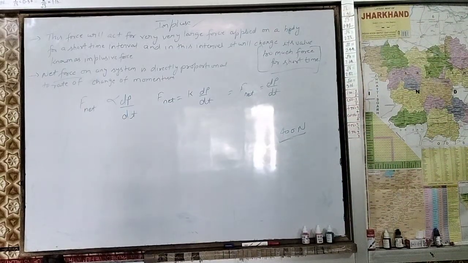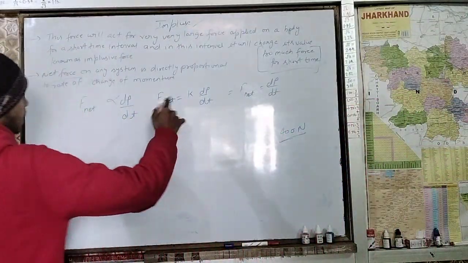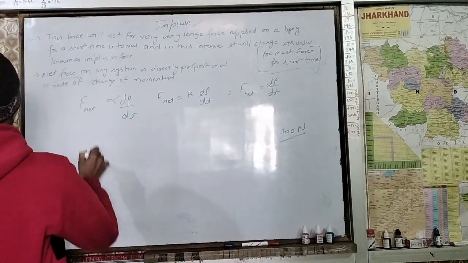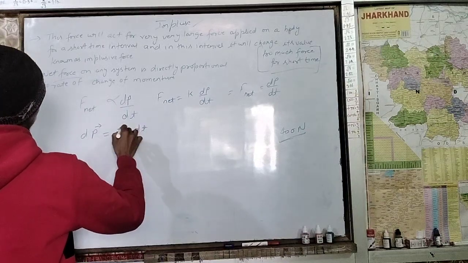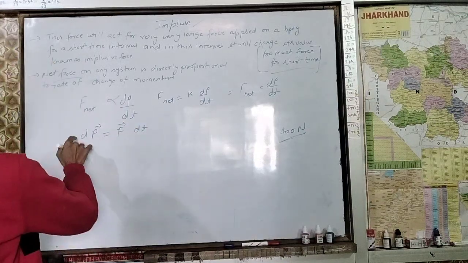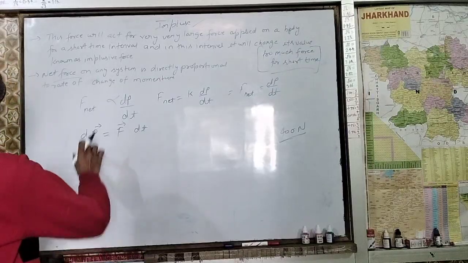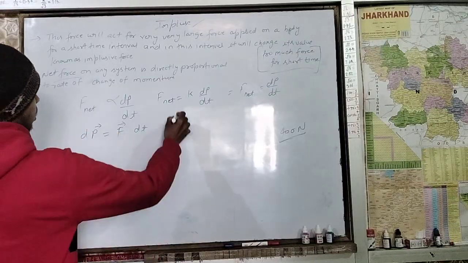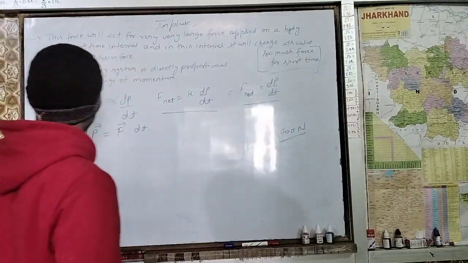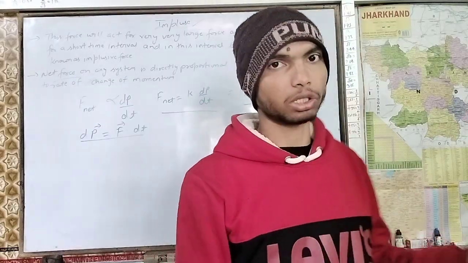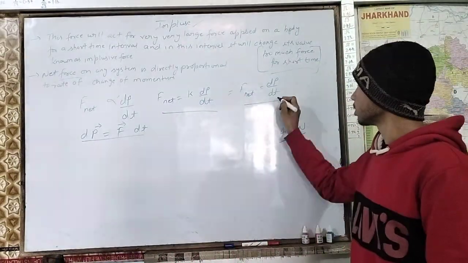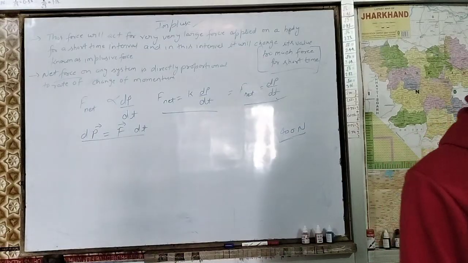We are already familiar with this equation. From this equation you understood that dP can be written as F into dt, where P and F are vectors. Here we integrate it, whereas over there we differentiate it. In this case we integrate so that we can find the total change in momentum. This is used for instantaneous force.